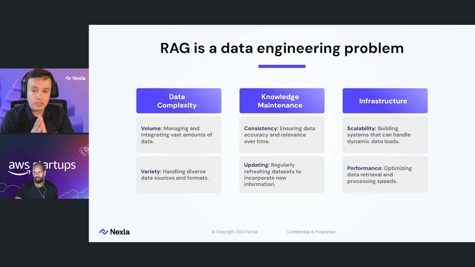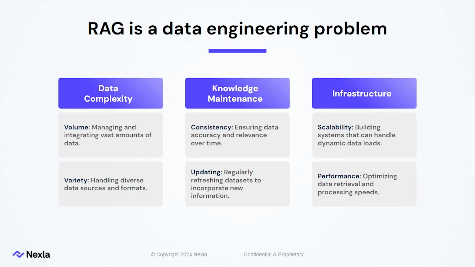At Nexla, we understand that RAG applications are also a data engineering problem. Why? Because of three main challenges. First is the data complexity. Enterprises handle massive amounts of data from diverse sources, as I mentioned. And this data comes in various different formats, such as structured, semi-structured, and unstructured, making integration a complex task. Robust data pipelines are needed to manage this diversity seamlessly.